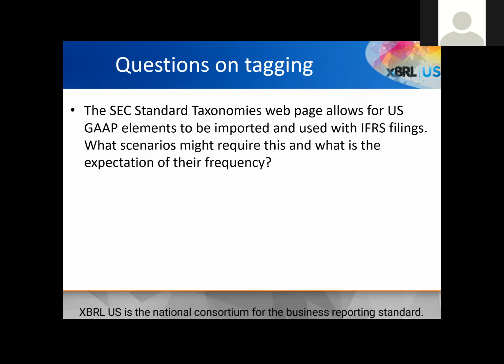But the basic question here is: what scenarios might require this, and what's the expectation of the frequency? It is my understanding, and I'll shut up in a moment and let Jill and Kim chime in, that even when you file a 20F as a foreign private issuer, there are certain things that must appear in your 20F that would normally be US GAAP concepts, or maybe they're not really, they may not even be an accounting standard. They may be SEC-specific disclosure requirements.